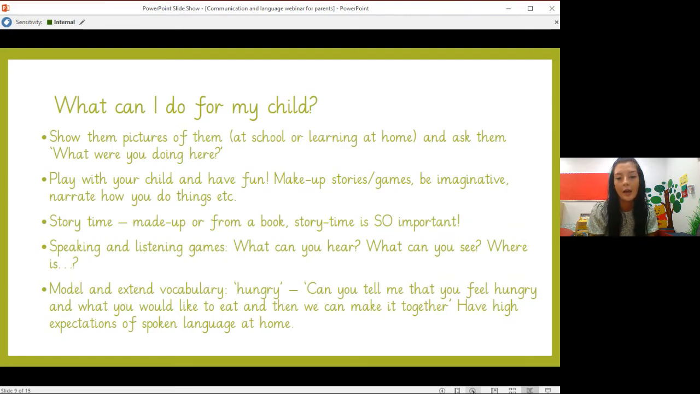So in every situation, you can always extend your child's learning by adding more vocab into the sentence that they're speaking. So for example, if your child says hungry, then it's really important you model them saying, I feel hungry, mum, or I feel hungry, dad. Can I have some food, please? And you need to expect that of them. So they need to then try and say that back to you.